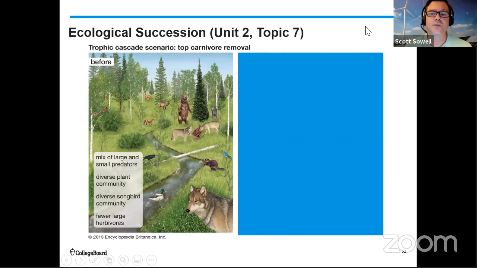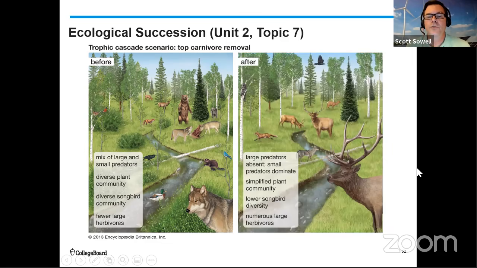Another famous example is with wolves. So over here on the left-hand side, this is before the wolves were removed. So we have a large mix of small and large predators. There's a diverse plant community, lots of birds, few large herbivores. But once those top carnivores are removed, the smaller predators dominate. And so what we have is a big explosion of these herbivores, which reduce the plant community, the plant biomass, and therefore reduce some of the songbird diversity. So again, one organism, the wolf, having this cascade effect all throughout the community, this trophic cascade.